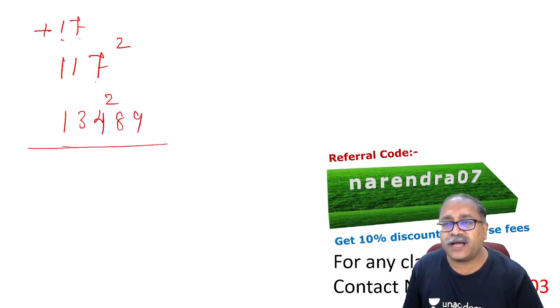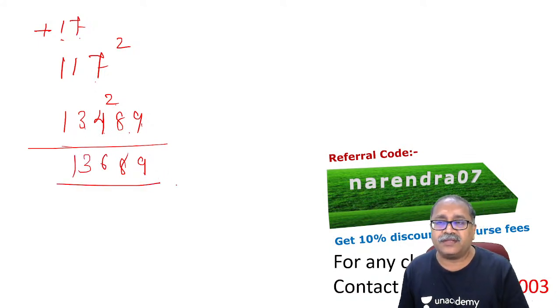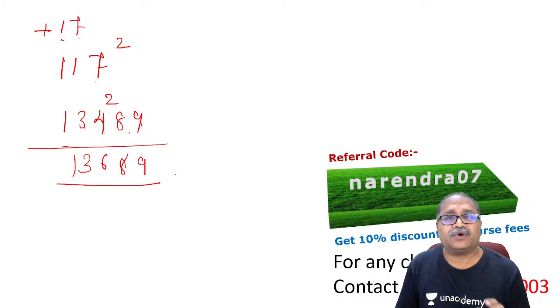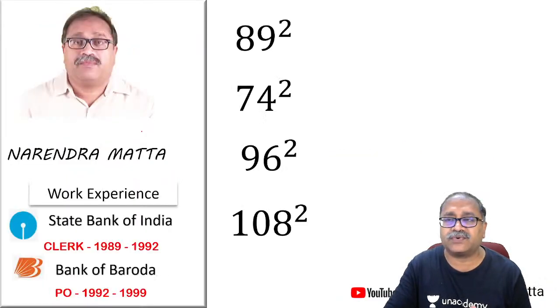And I will simply add: this number is 9, and then 8 here, then 4 plus 2 is 6 here, and then 3 here and 1 here. Beautiful. 13689. Beautifully responded. So I hope you are understanding how to answer these questions, sir.